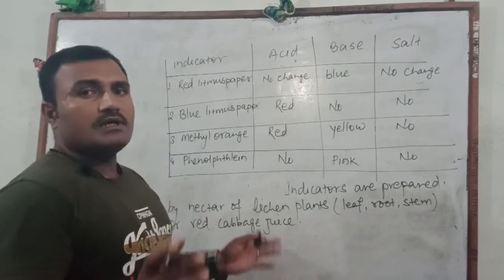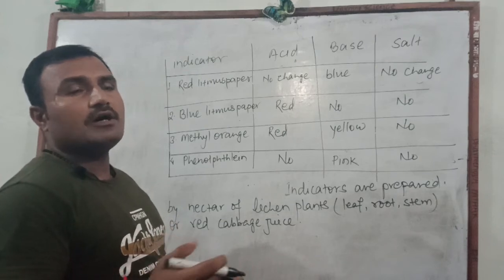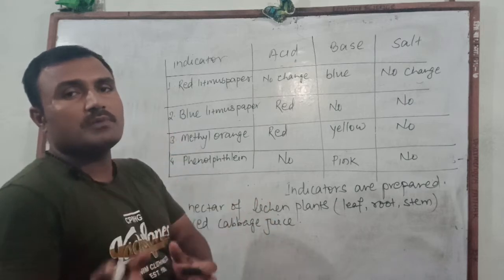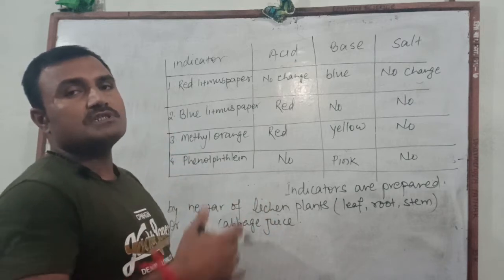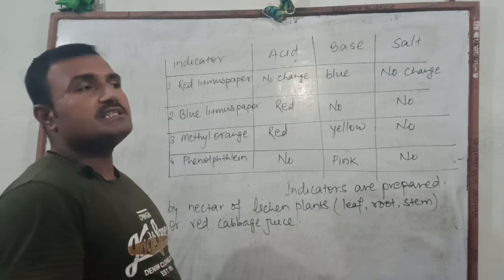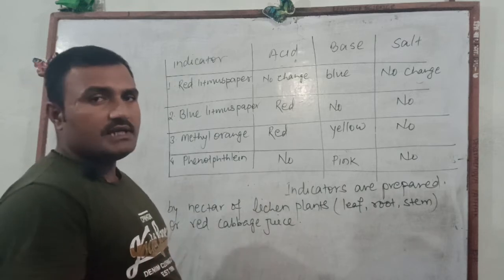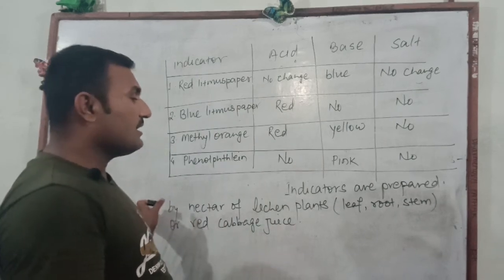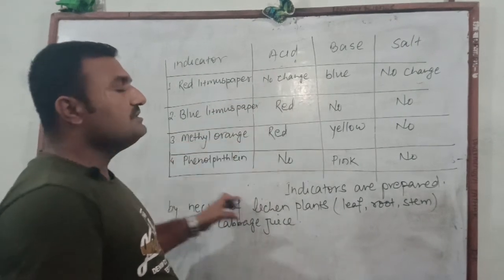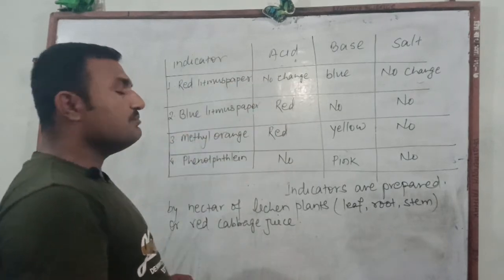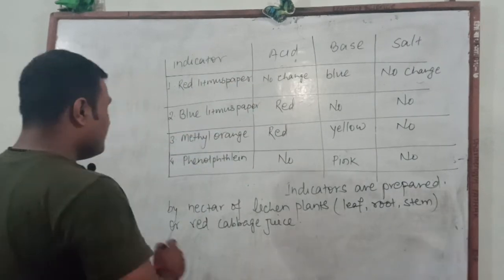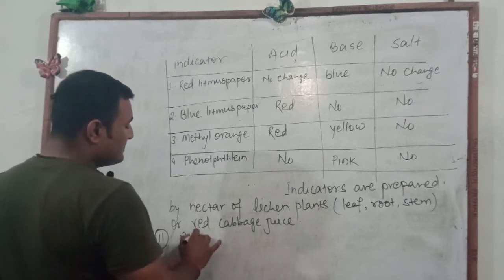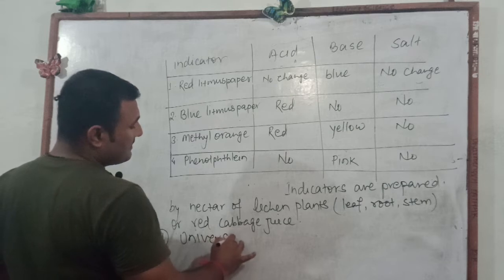And in our house, for domestic purposes, we can use turmeric as an indicator. Its color also changes in acid and base. Onion can be used as an indicator. Several plants can be used as indicators. And when all these indicators are mixed, it forms a special type of indicator, which is the second type of indicator, the universal indicator.